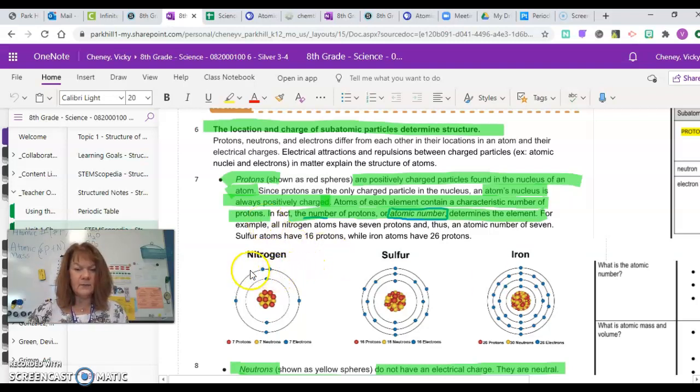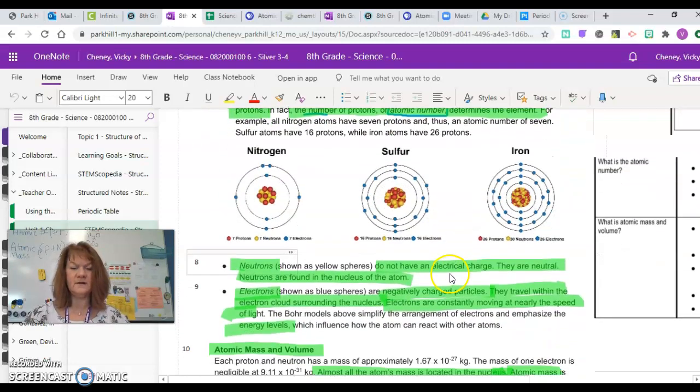So here we have nitrogen, sulfur, and iron. Nitrogen has 7 protons, which are these red dots. So we have 7 positive protons. Sulfur has an atomic number of 16, so we have 16 positive protons. And iron has an atomic number of 26, so we have 26 positive protons. Okay? Now, the number of protons is also the same as the atomic number, and that determines what element it is. So the whole periodic table is set up by the number of protons that an atom might have.